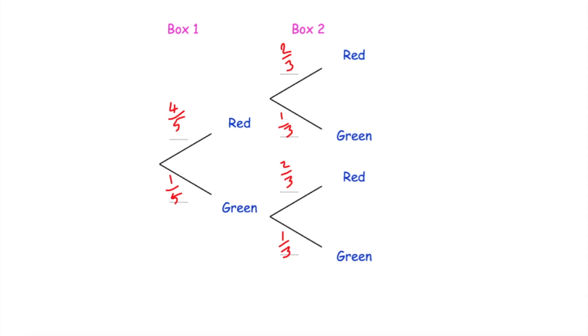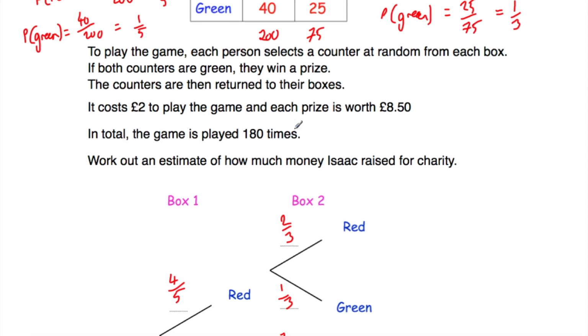We've labelled the probabilities. Now, if we have a look at this, the game's played 180 times. So actually, each person pays £2. So if we do 180 multiplied by 2, that's equal to £360. That's how much money he collects altogether. So he gets £360 from the people who play the game. Because obviously they play 180 times, they pay £2 each, that's £360 altogether in terms of his income.